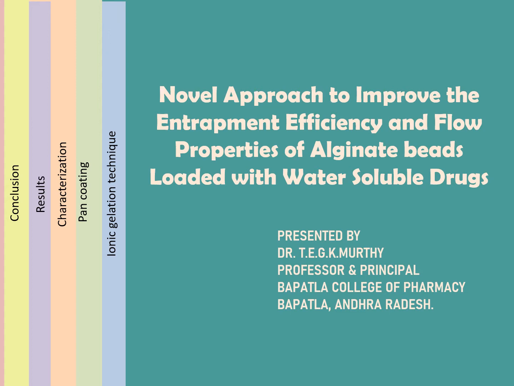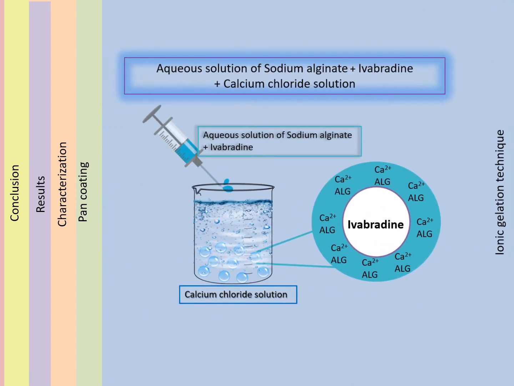So one of the processes commonly used is alginate beads. Alginate beads are well known for enzyme immobilization and entrapment of drugs. Here you are observing the ionic gelation method, where the drug is dispersed in an aqueous solution of sodium alginate, and the resulting dispersion, with the help of a needle, is transferred into the calcium chloride solution. It is allowed to remain for a sufficient period of time in order to complete the curing reaction, where sodium alginate reacts with calcium chloride to form calcium alginate.